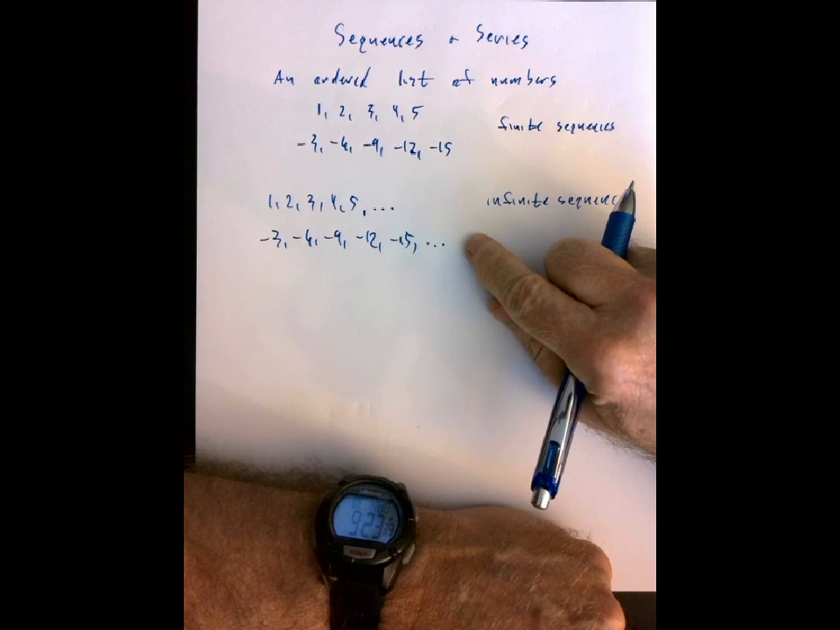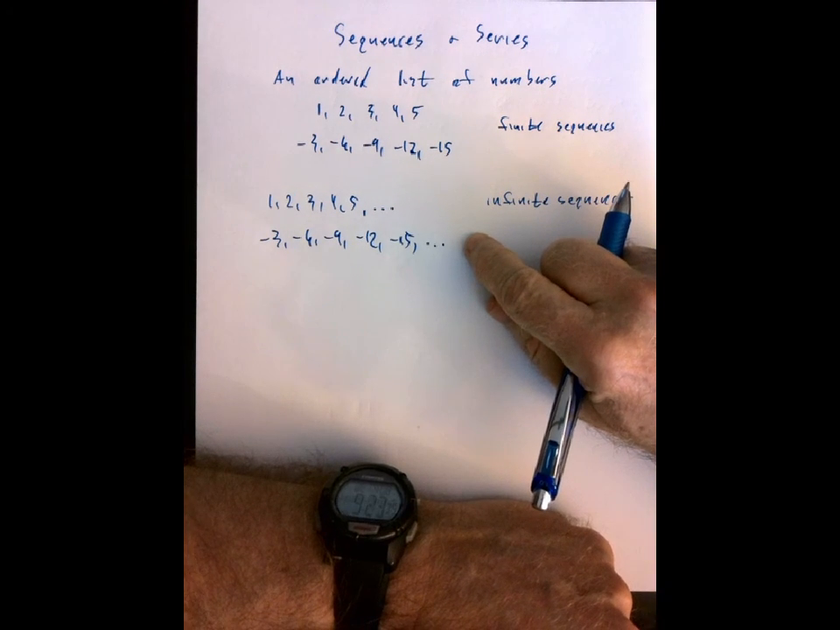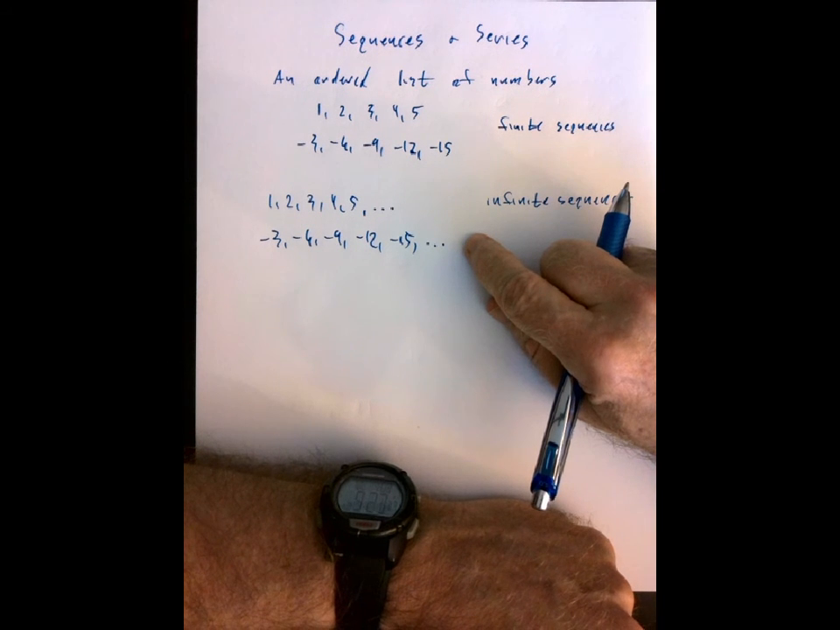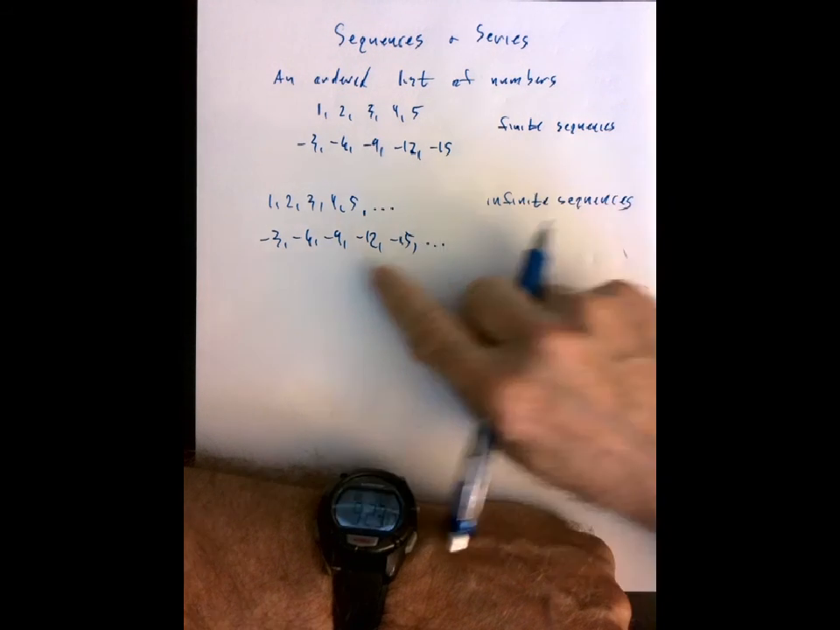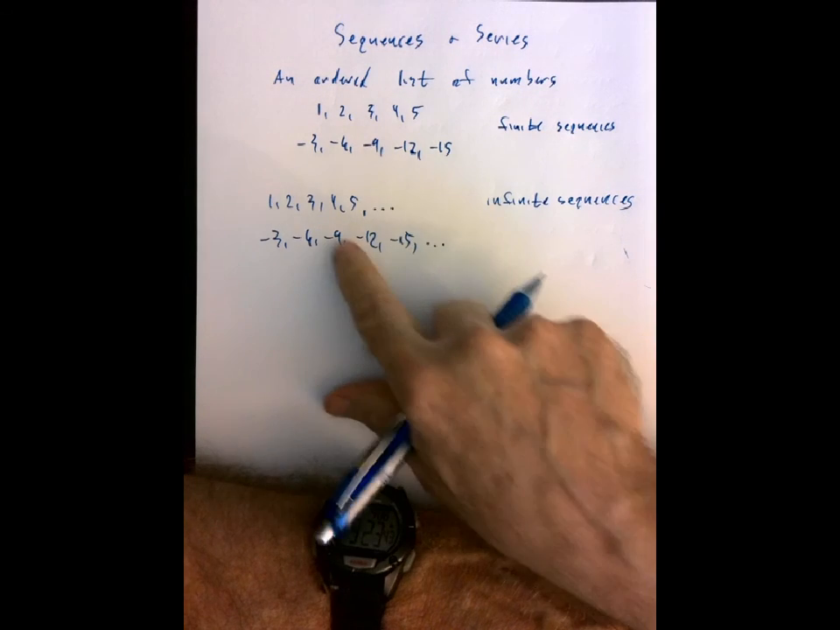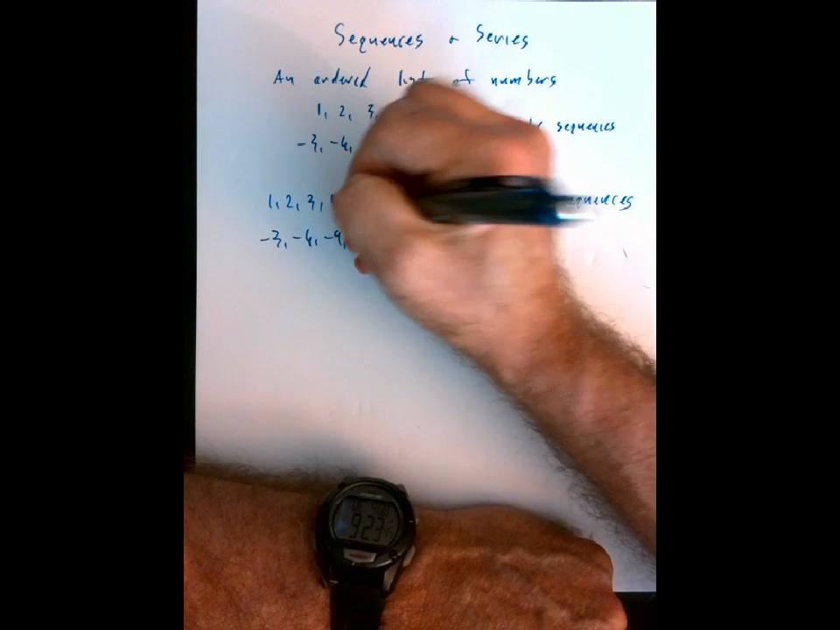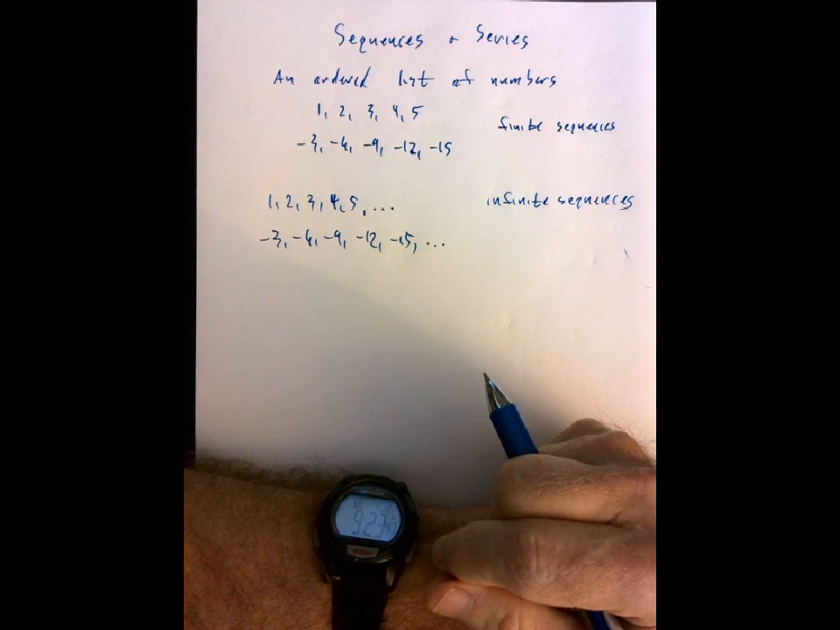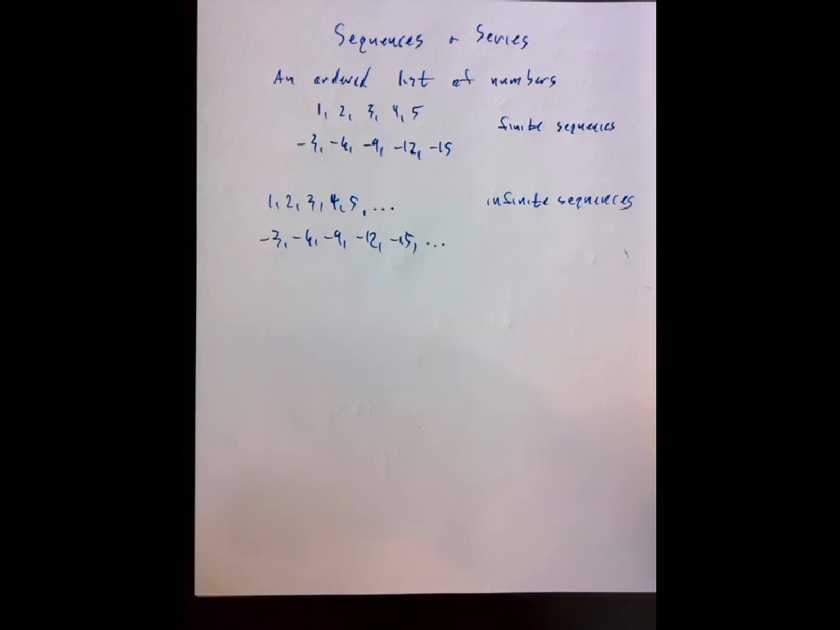That dot, dot, dot there has a very specific meaning in terms of sequences, and that is that the numbers just keep going for as long as we want, following the pattern established by the numbers that we've already written down. Okay, so these are both called infinite sequences, and generally speaking, when we work with sequences, those are the ones we're going to be interested in.